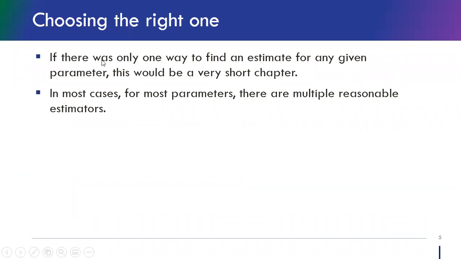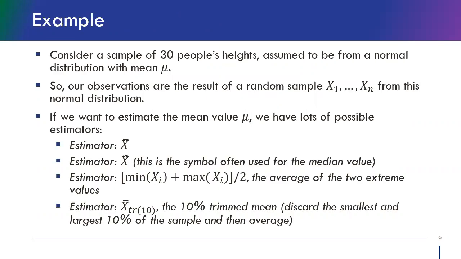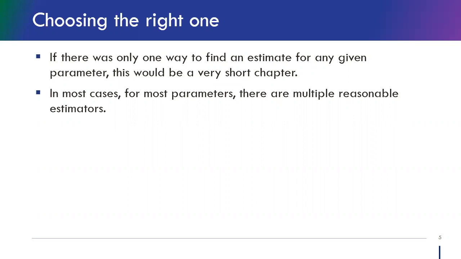If there were only one way to find an estimate for a given parameter, this would be a very short chapter. But for most parameters, there are multiple reasonable estimators. Different people might have different opinions about how to estimate a parameter, and different ways of saying which should be a better estimate. You have to choose the right one to estimate your parameter. I'm not going to cover many different ways. For this chapter, I'm just going to talk about the one most commonly used, called maximum likelihood estimates.